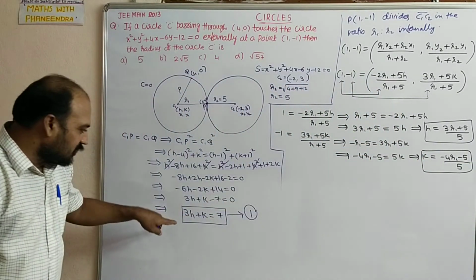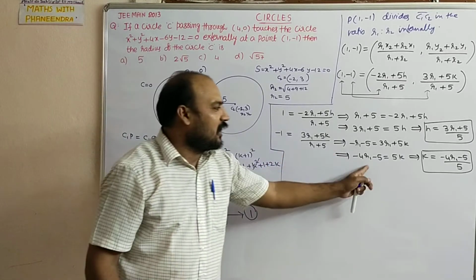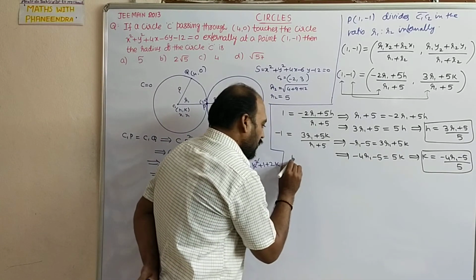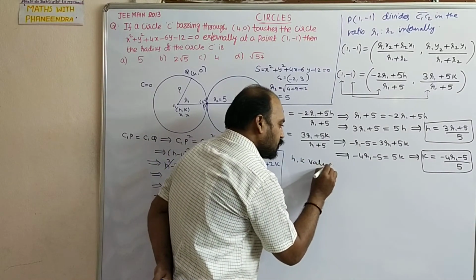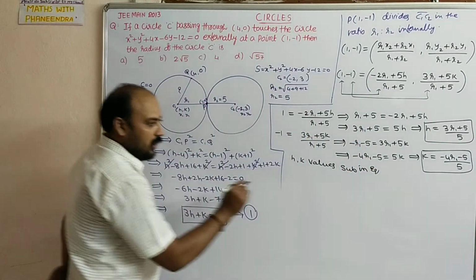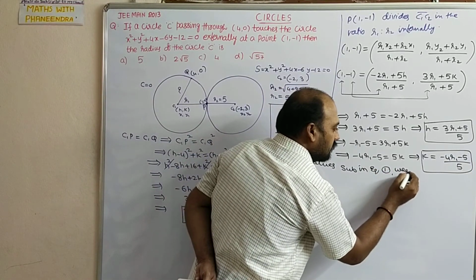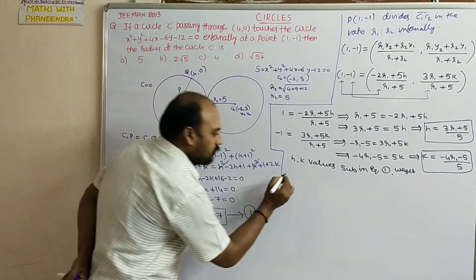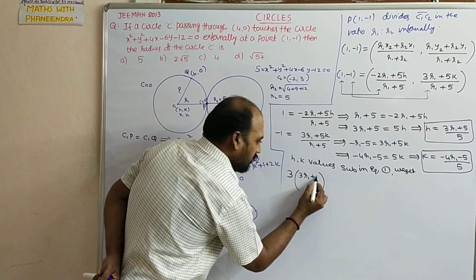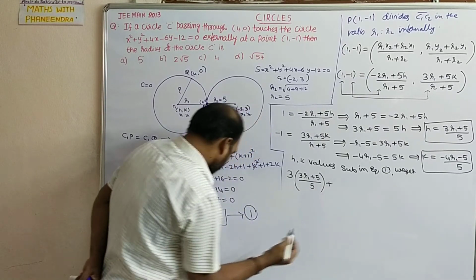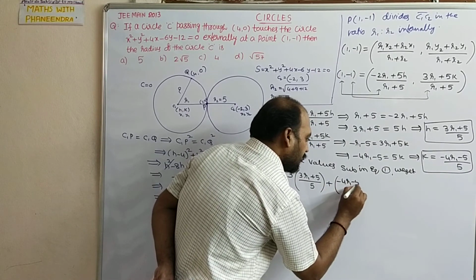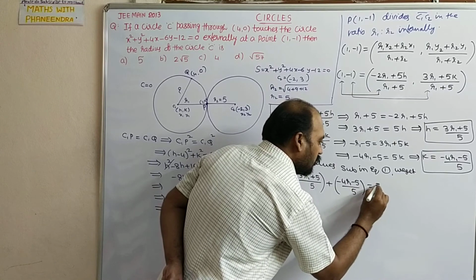These two h comma k values, substitute in this equation, you will get the radius of the first circle R1. R1 means what? Radius of the first circle C. So h comma k values substitute in equation 1. We get, so 3 times of h value, 3 R1 plus 5 divided by 5, plus k means minus 4 R1 minus 5 divided by 5 is equal to 7.